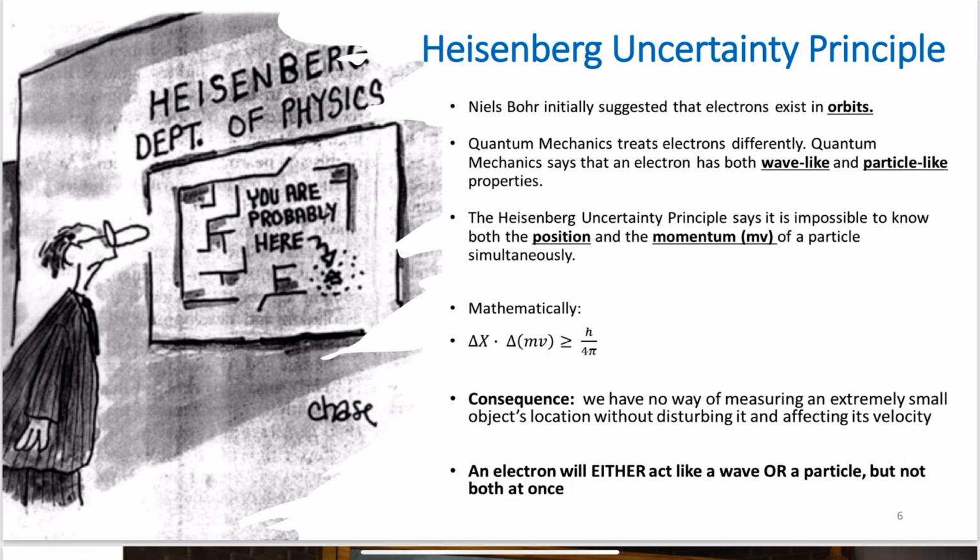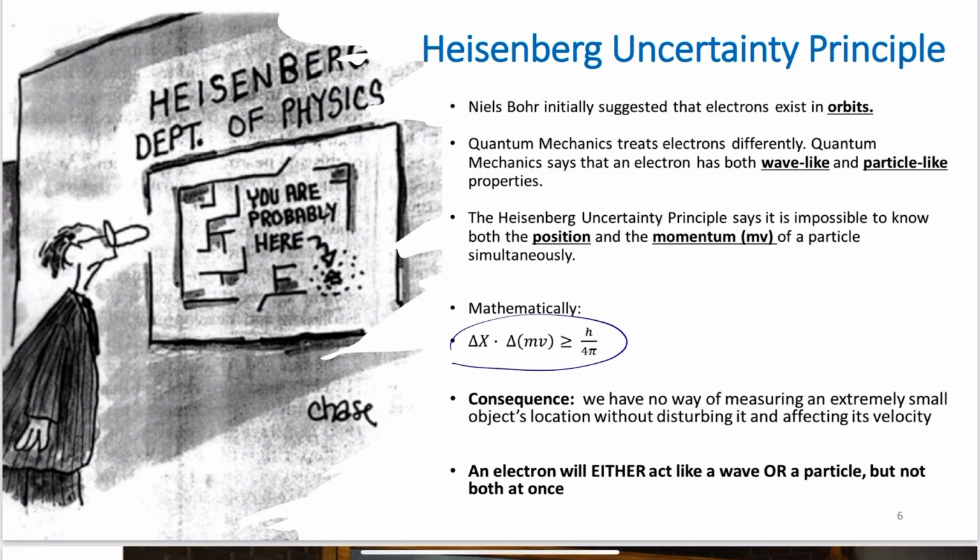The Heisenberg uncertainty principle says it's impossible to know both the position and the momentum of a particle simultaneously. The problem is electrons are so small. They're very, very small. And so the moment we determine the position of an electron, we have disturbed its momentum. The moment we determine the momentum of the electron, we've disturbed its position because it's so small. So mathematically, this is the equation.